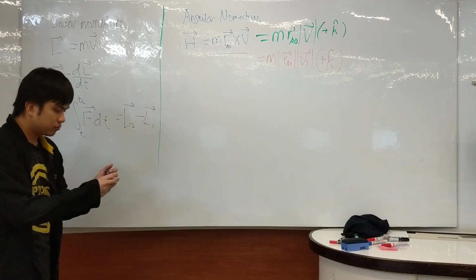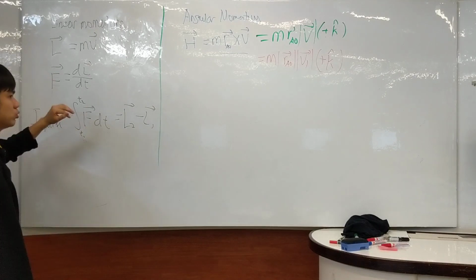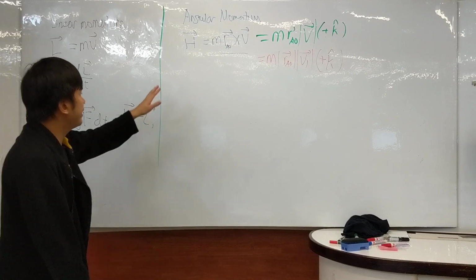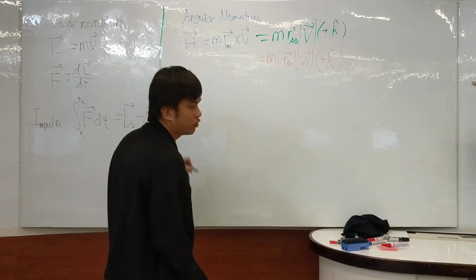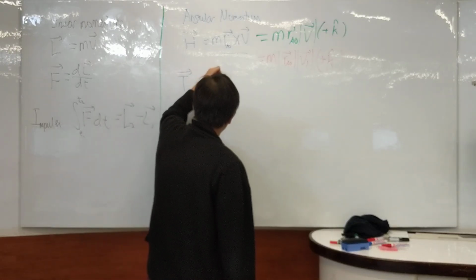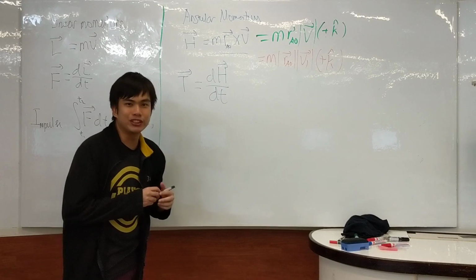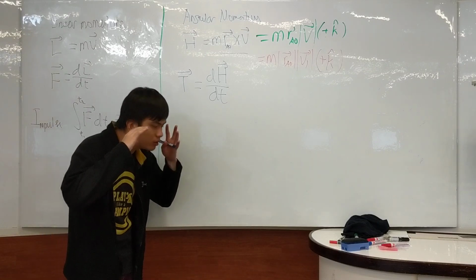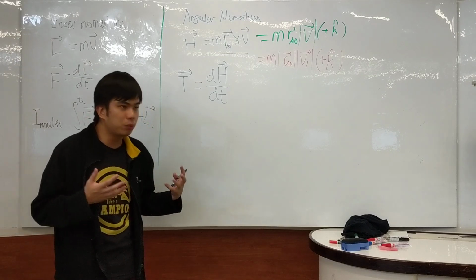Now, how about F? For linear momentum, the force acting on the particle is equal to the rate of change of linear momentum. In angular momentum, the torque acting on the particle is equal to the rate of change of angular momentum. And again, how do you calculate torque? First of all, it's impossible to calculate torque without a reference point, without a point of rotation.